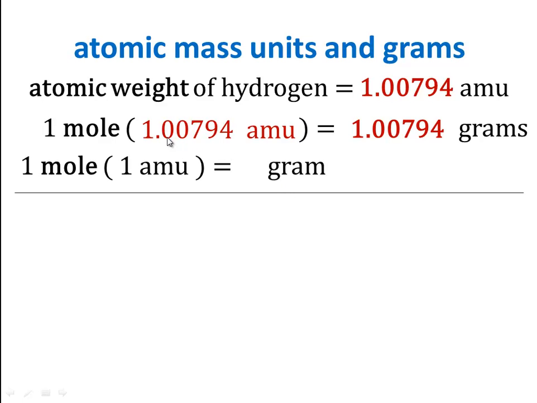So let's say we have a hypothetical particle that, instead of this bizarre number, has a very simple number, 1 AMU. So my question is, if you had 1 mole of particles, each particle having a mass of 1 AMU, how many grams would that be? Well, hopefully you can see the pattern here. It's just the same number, right? So this is like my little proof. If you have 1 mole of particles that are 1 AMU, then that's going to be 1 gram.